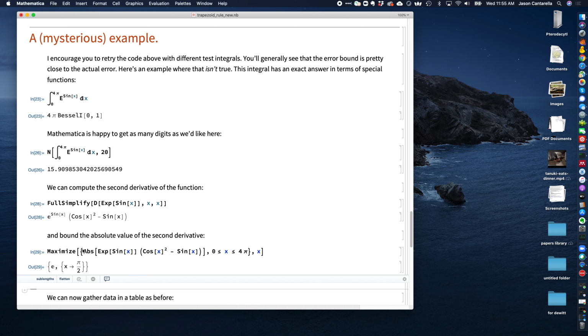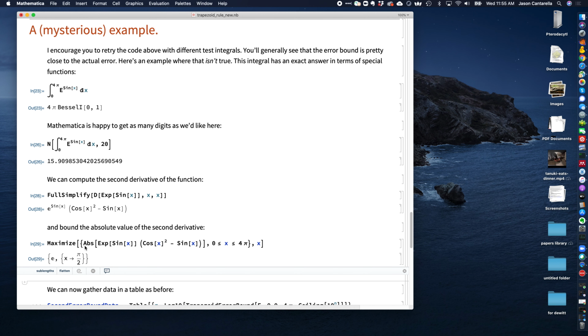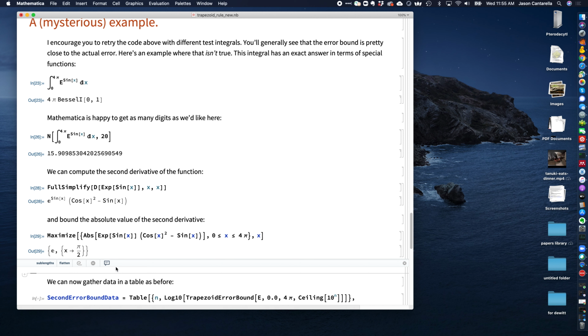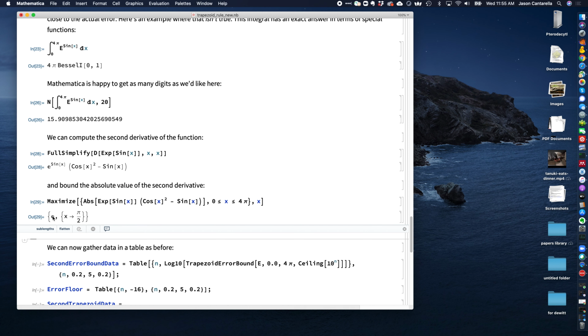So it's perfectly happy to do this. And note the syntax here. I wrote the thing that you're supposed to maximize, the comma, the constraints on x, and then I had to tell it the variable. And it's happy to tell you that the maximum absolute value of the second derivative is e, and it occurs, for instance, at x equals pi over 2.